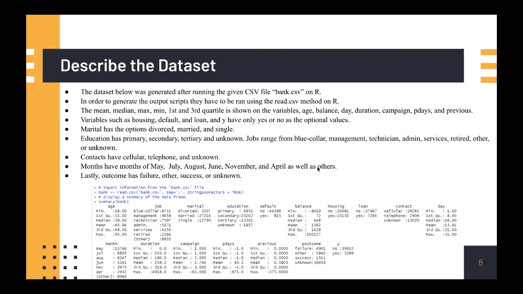Marital has the options divorced, married, and single. Education has primary, secondary, tertiary, and unknown. Jobs range from blue-collar, management, technician, admin, services, retired, other, and unknown. Contacts have cellular, telephone, and unknown. Months have May, July, August, June, November, and April, as well as others. Lastly, outcome has failure, others, success, and unknown. And that is a description of the given data set.